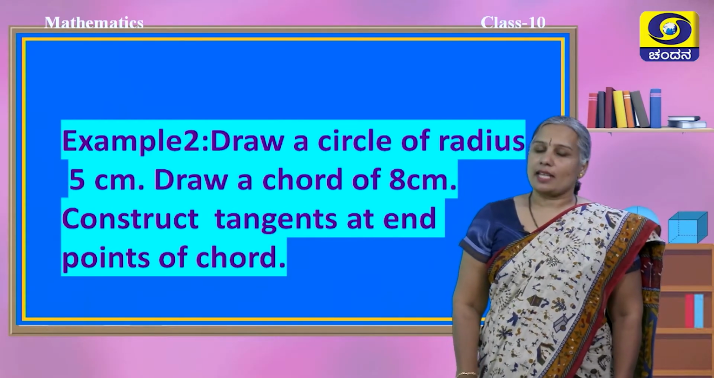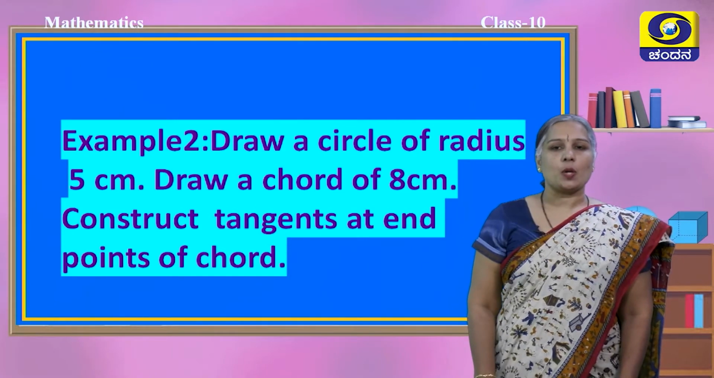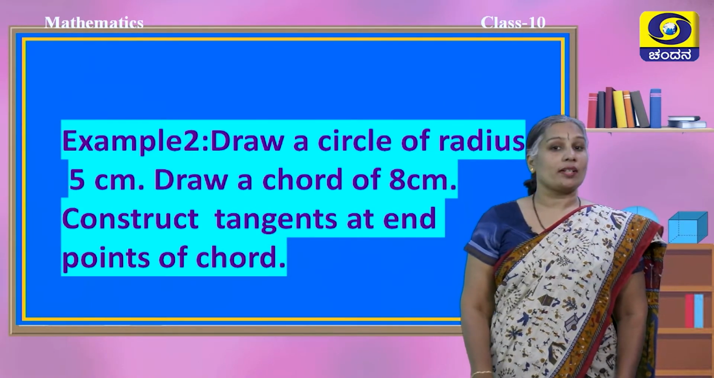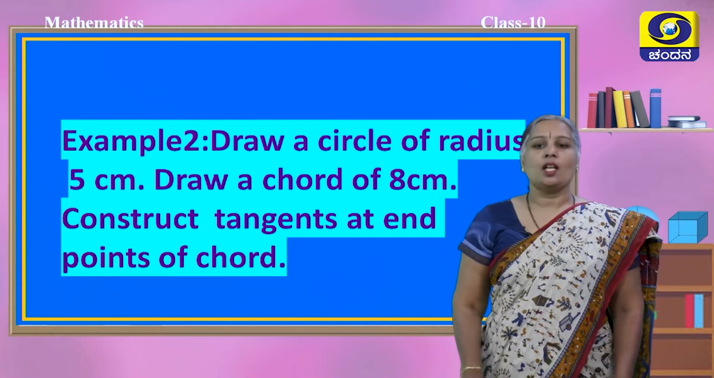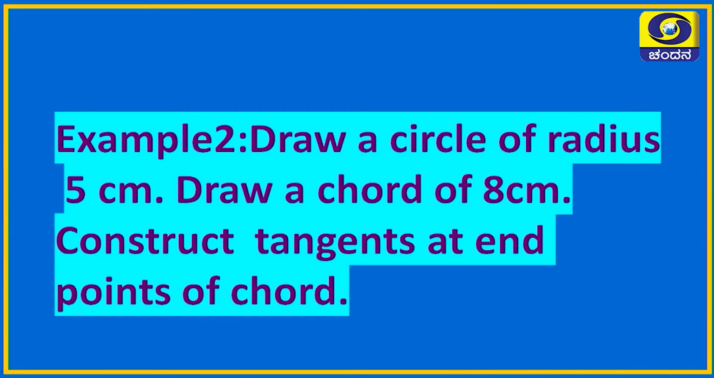Let us take one more example to understand how to draw tangents to a circle. Draw a circle of radius 5 cm. Draw a chord of 8 cm. Construct tangents at end points of the chord. It means you have to construct a circle of radius 5 cm as you did in the previous example. Then you have to draw a chord.